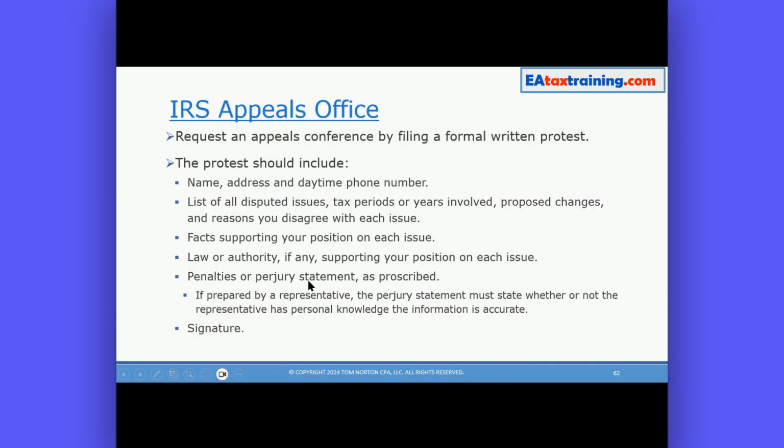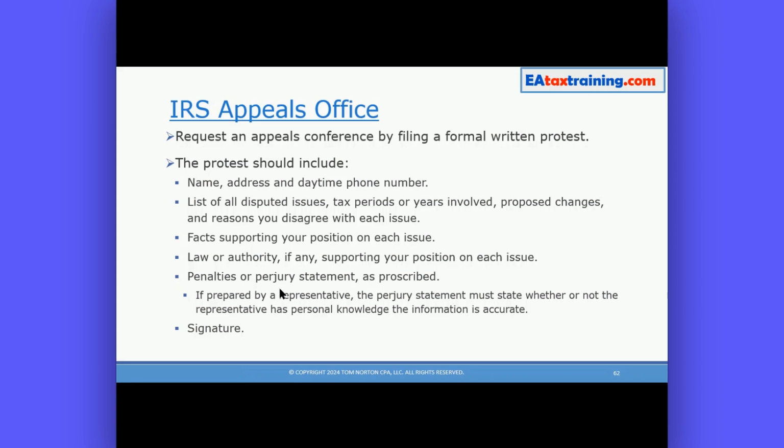Now, you can sign this instead as a representative. So if you've been hired to represent the person, you've got your power of attorney in place, you can sign it. If you are signing it, you are not swearing that everything is true because you're not the taxpayer. You don't have 100% knowledge. You're just relying on what the taxpayer said.